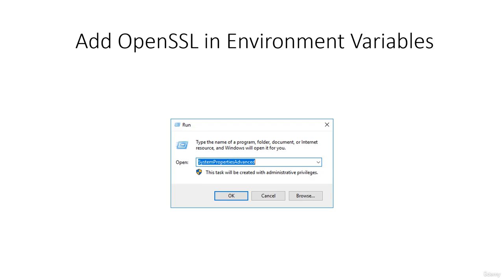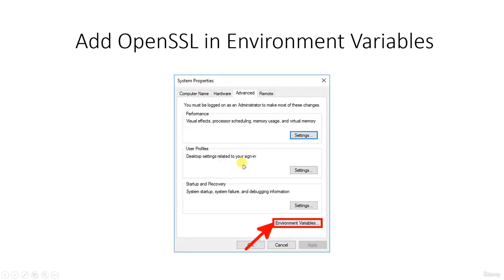After that, we have to add OpenSSL to our environment variable. Go to your Windows machine, search for Run, and after opening Run, it will look similar to this. Simply type system properties advanced, and it will open up System Properties. By default, it will show the computer name tab, so go to the Advanced tab.